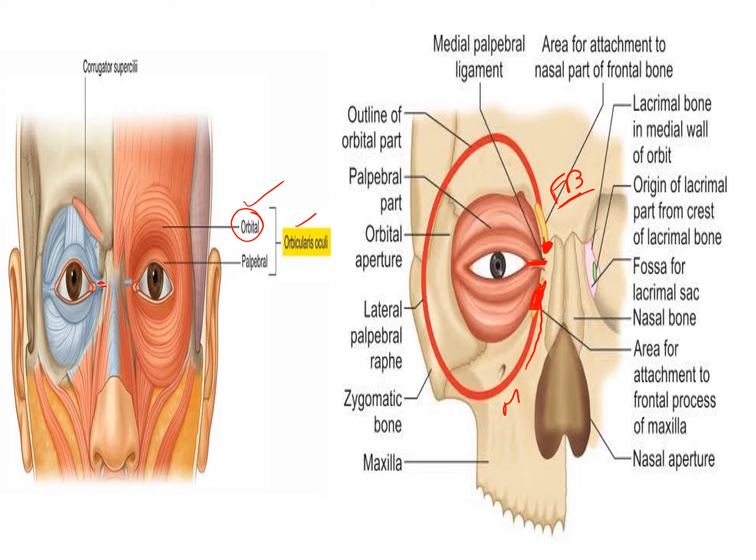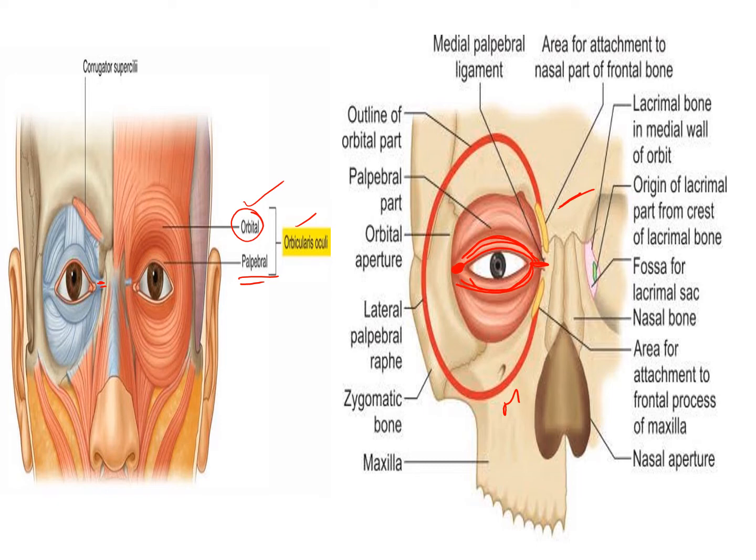After taking its origin, it makes a concentric circle and gets inserted into the point of origin. So this is the orbital part of the Orbicularis Oculi muscle. Next we move on to the palpebral part. You can see here the palpebral part. This muscle arises from the medial palpebral ligament. It arches over the eyelid and is attached to the lateral palpebral ligament or the lateral palpebral raphe. So this is the palpebral part of the Orbicularis Oculi muscle.